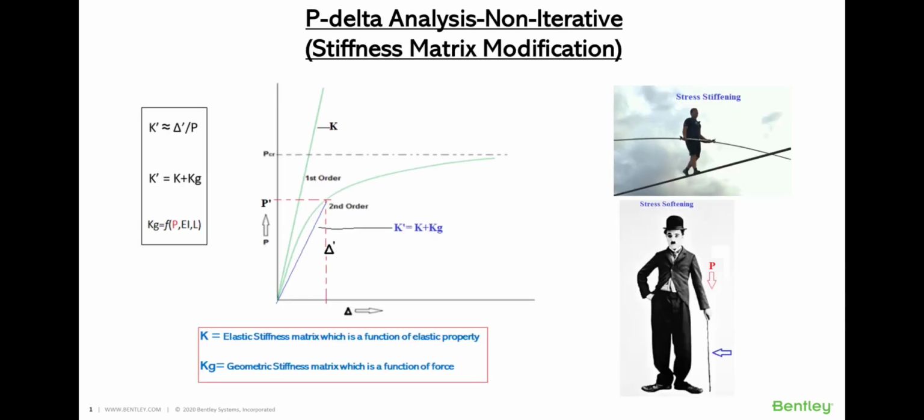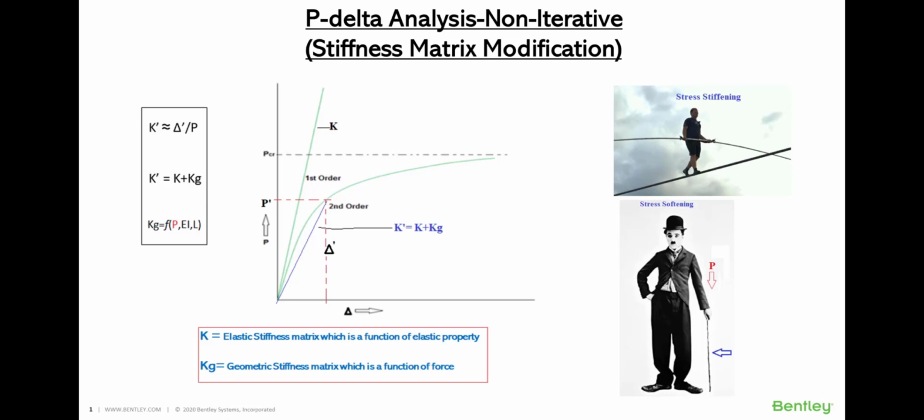The next method to handle the rigorous P-Delta analysis is by using the geometric stiffness matrix or the Kg matrix. This is an alternate procedure to capture the P-Delta effect into the analysis by combining the global stiffness matrix and the global geometric stiffness matrix, forming a new matrix called the K plus Kg matrix. Now, here the K matrix is also known as the elastic stiffness matrix, as it is dependent on the elastic property of the element. And the Kg matrix is the stress stiffening matrix, as it is dependent on the axial stress the member experiences.